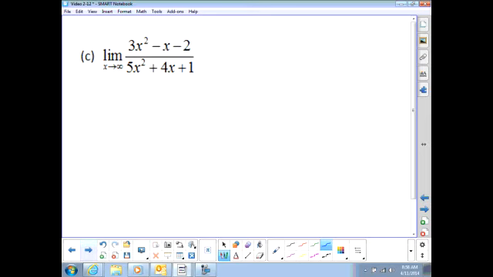We've got our limit as x approaches positive infinity. Okay, we can treat this just like you did last year. They're both x squareds on both numerator and denominator, so same degree. Just find the ratio of the leading coefficients. So this limit would just end up equaling 3/5.